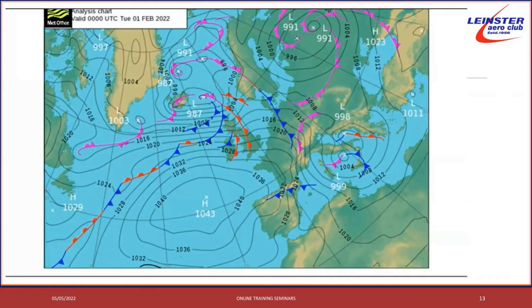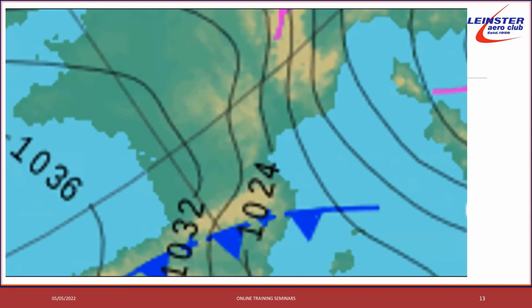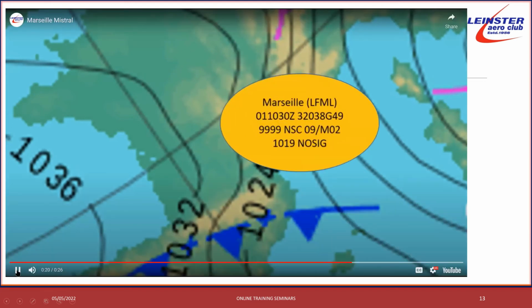The Mistral occurs when there's an area of high pressure in the Bay of Biscay and an area of low pressure around the Gulf of Genoa. The flow of air between the high and low pressure areas creates a current of cold air from the north, accelerating it through the lower elevations of the Rhone Valley.